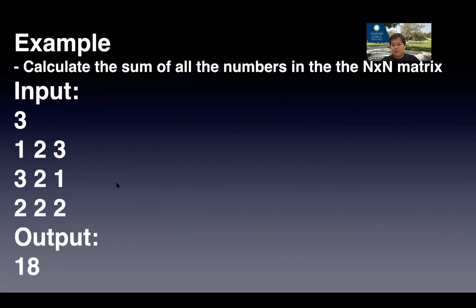Okay, so the output is really easy. I'm not really asking you to do anything special here. I just want you to get a sum of all these numbers. That's it. So for example, this 1, 2, 3, that's 6. 3, 2, 1, that's 6.